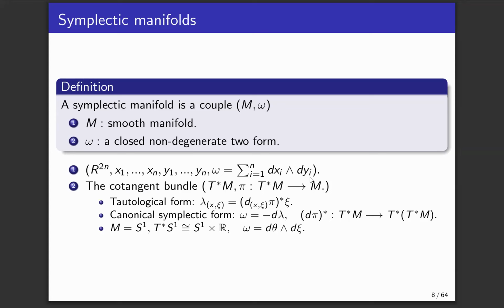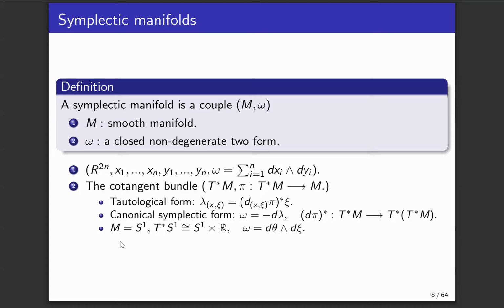Even if M, our smooth manifold, is not symplectic, the cotangent bundle is. And in order to define the symplectic form, we first define this tautological form, lambda, using the canonical projection from the cotangent bundle to M, and then we take minus the differential of lambda. And omega, you can trust me, is a symplectic two-form on the cotangent bundle.